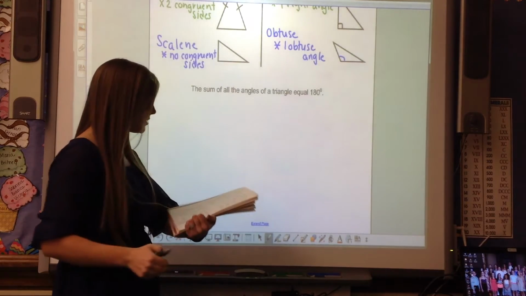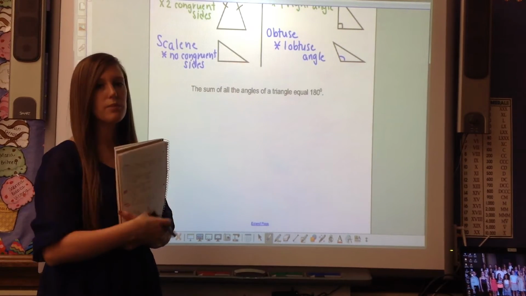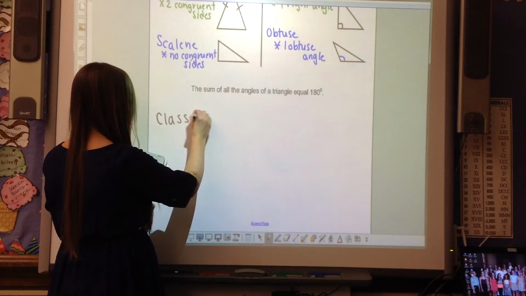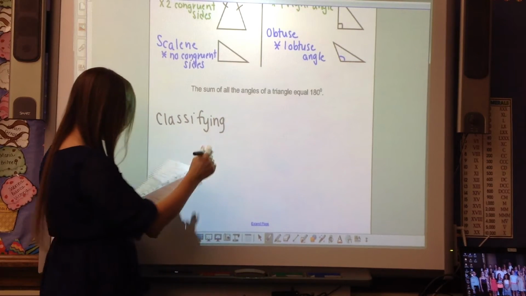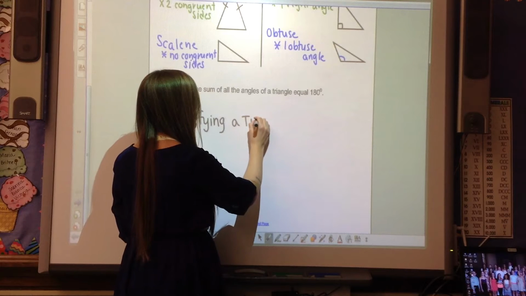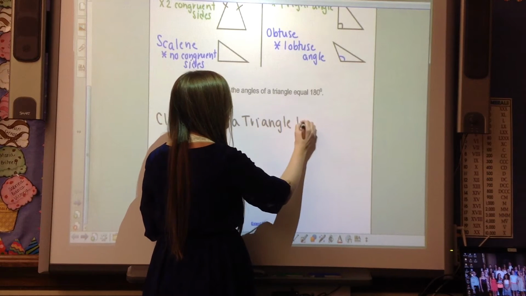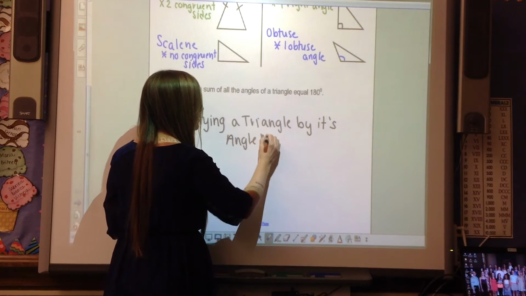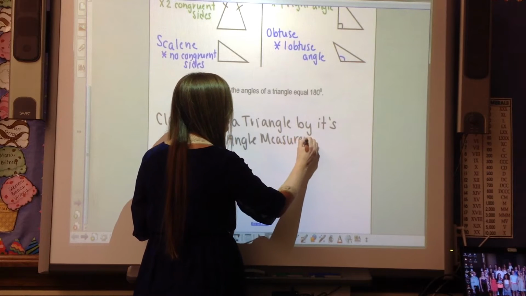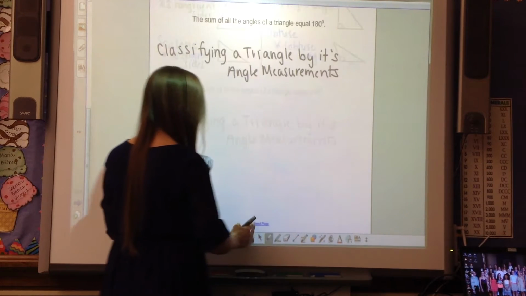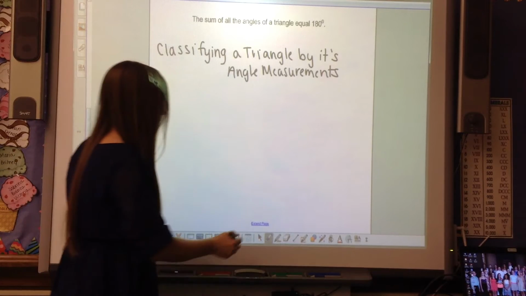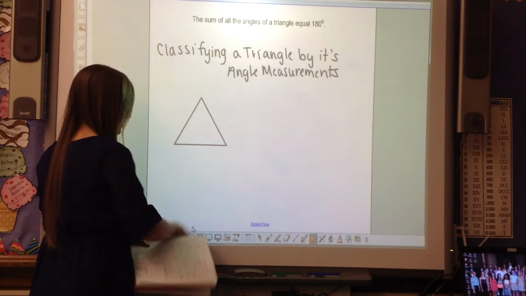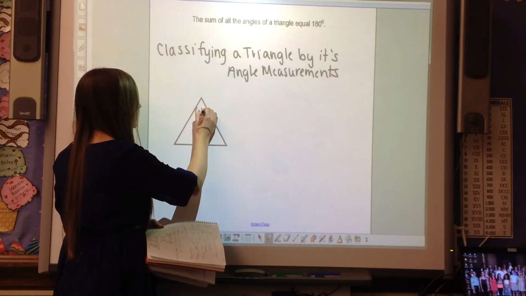Alright, so the first thing you're going to have to do is classify a triangle by its angle measurements. Classifying a triangle by its angle measurements. So they're going to give you a triangle and some information like this.